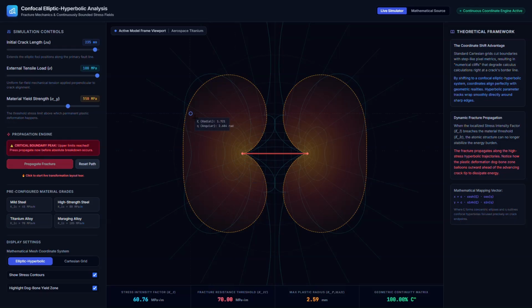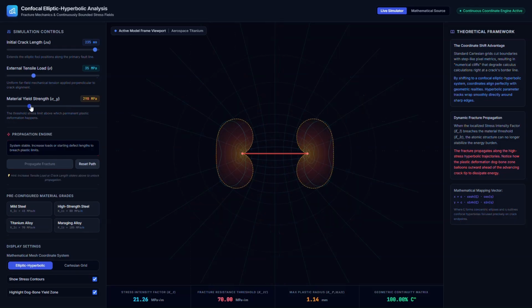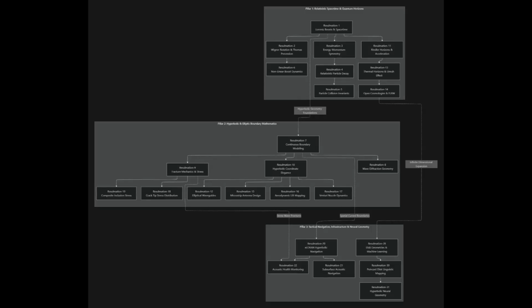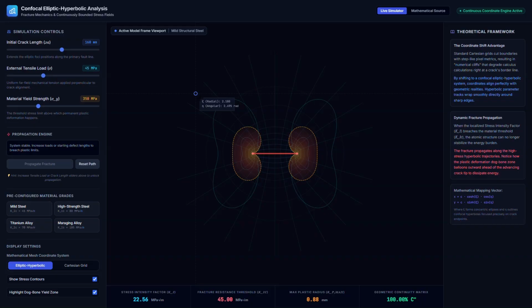the mechanical energy. When the localized stress intensity factor breaches the material's built-in fracture resistance threshold, an unstable structural failure state is triggered, forcing a real-time propagation loop where the defect dynamically tears along continuous hyperbolic coordinate trajectories while the surrounding plastic energy dissipation zone balloons outward to manage the increasing structural burden.